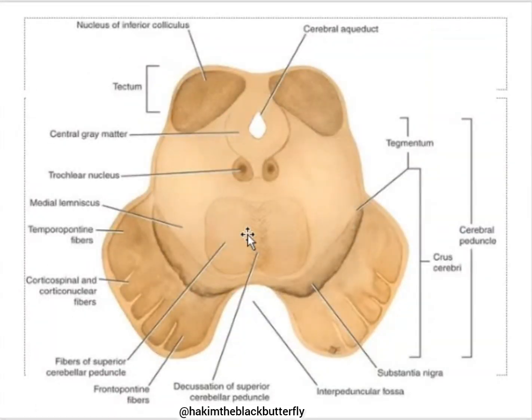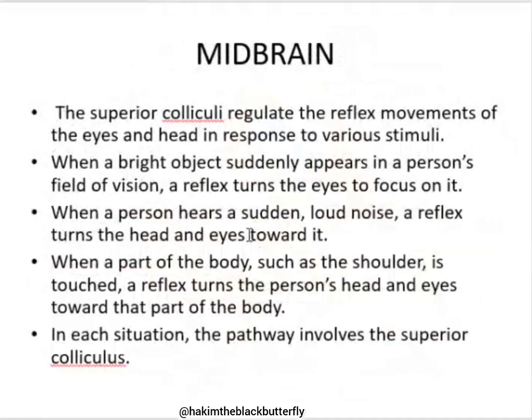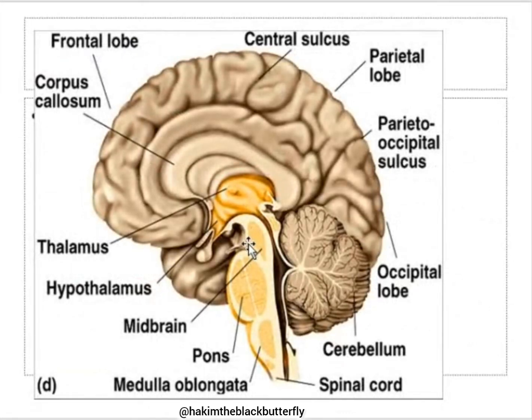So this is the cross-section of the midbrain. You can make a cross-section of the midbrain at the level of the inferior colliculi, and you can make a cross-section at the level of the superior colliculi. So there are two major cross-sections of the midbrain, at the level of the inferior colliculi and at the level of the superior colliculi.